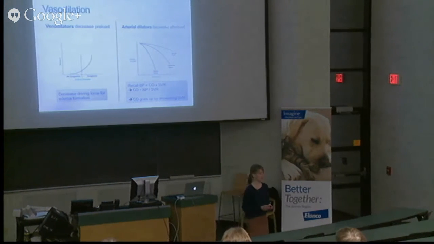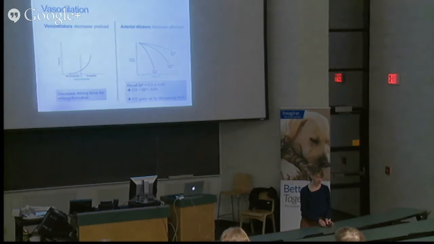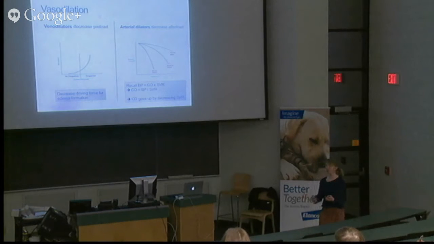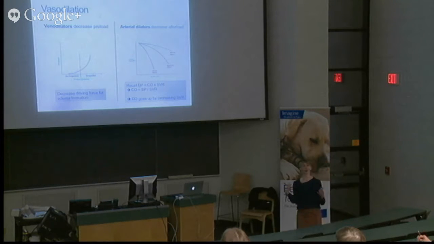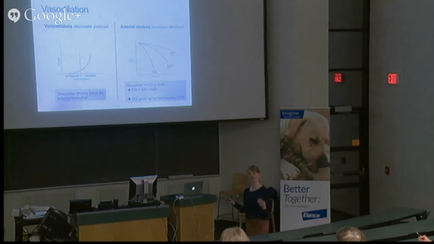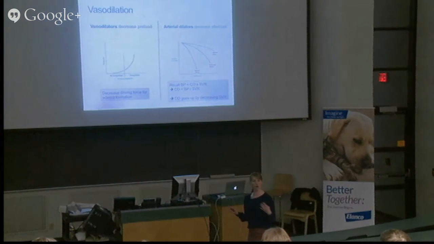So for vasodilation, remember we said we're going to think about diuresis, vasodilation, and positive inotropy. Vasodilation, we're usually talking about either venodilators or arterial vasodilators, or perhaps a mixture of the two. So why are we using those drugs?